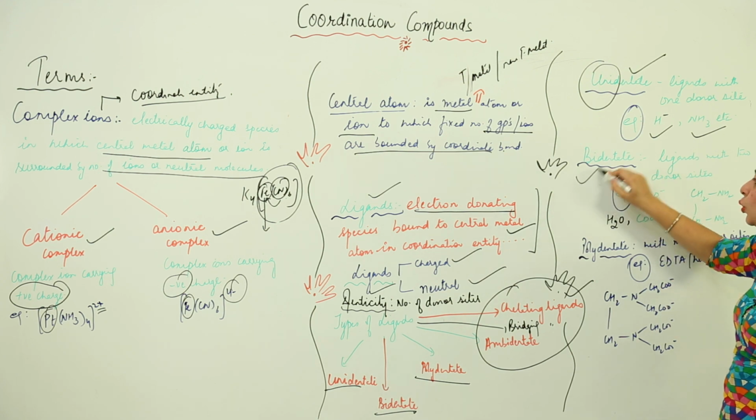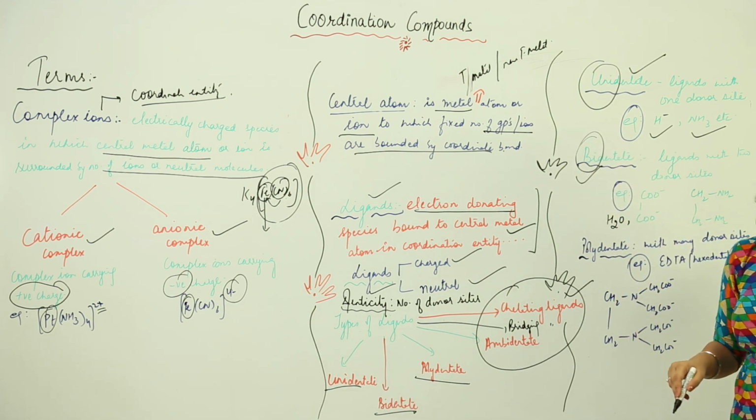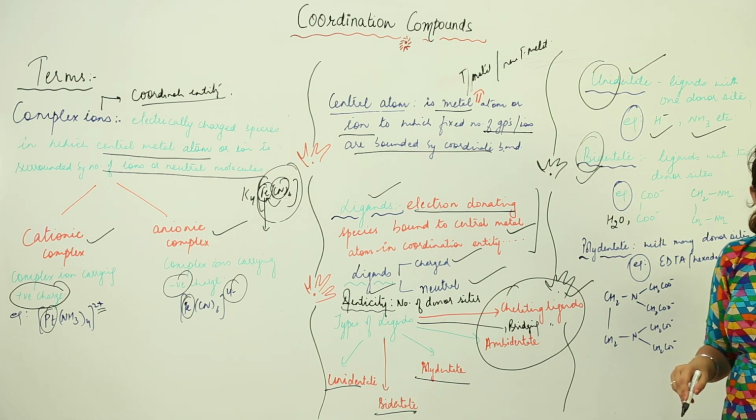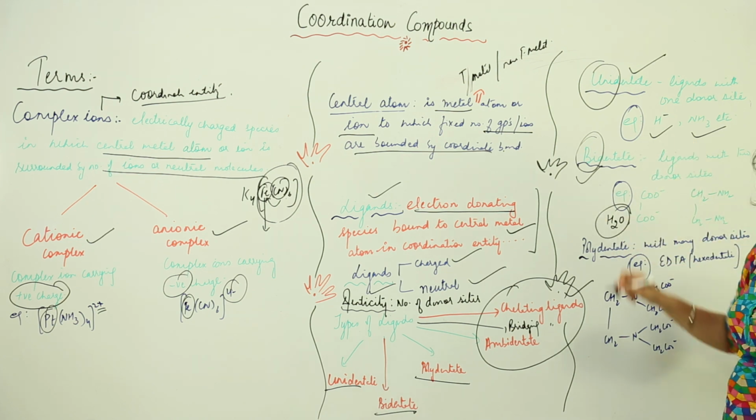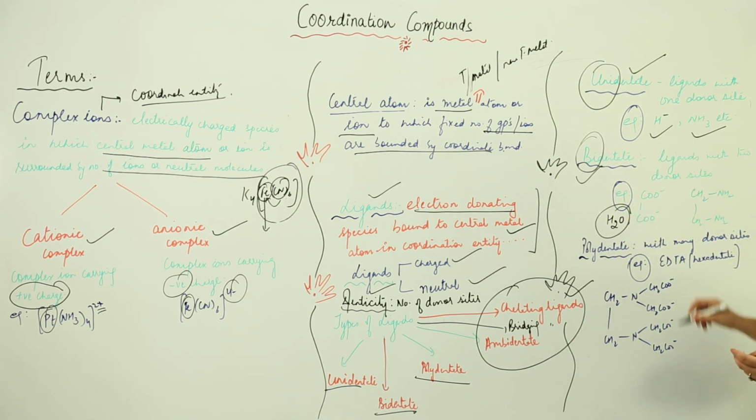And if it has 2, as the name suggests, bi means 2, if it has 2 lone pairs, or you can say 2 donor sites, then it is bidentate. As you know, water has 2 lone pairs on oxygen. This is the oxalate ion. So likewise you can have many more.